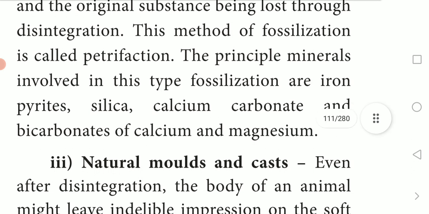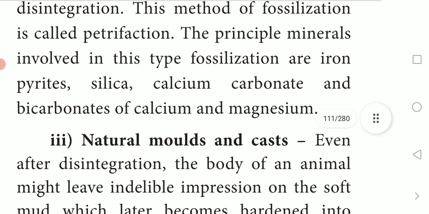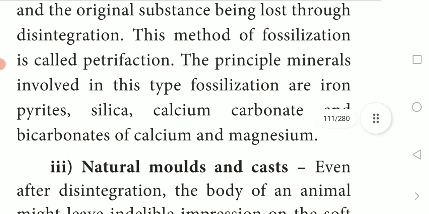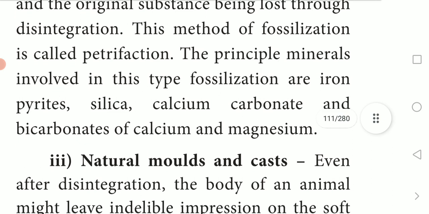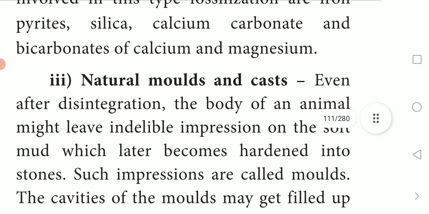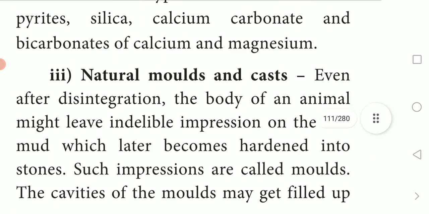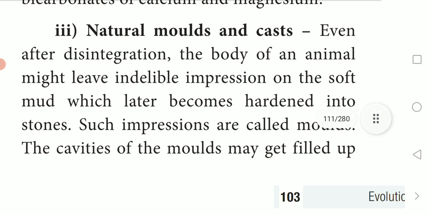Just mark it, it is important for 2 marks; it is also possible to be asked for 3 marks. The principal minerals involved in this type of fossilization are iron pyrites, silica, calcium carbonate, and bicarbonates of calcium and magnesium.